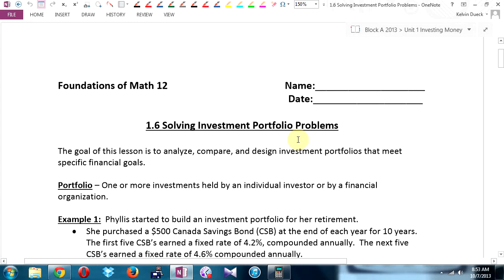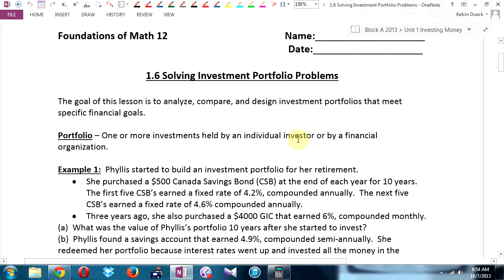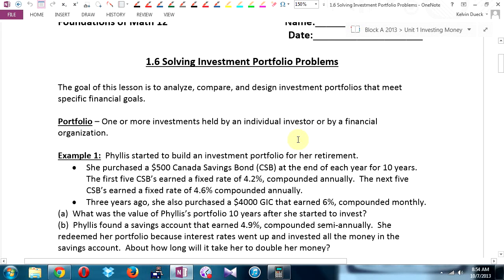Solving portfolio problems. Really what we're talking about is what kind of stuff you might see someday if you start to be careful with your finances. There's going to be some vocabulary, and some very complicated questions, so we want to be really organized and make sure we really understand. The goal of this lesson is to analyze, compare, and design investment portfolios that meet specific financial goals. A portfolio is one or more investments held by an individual investor or by a financial organization.